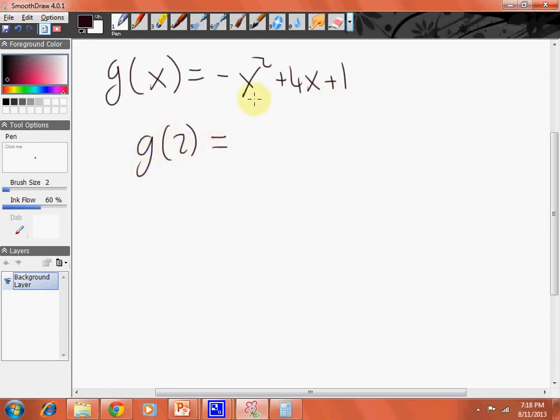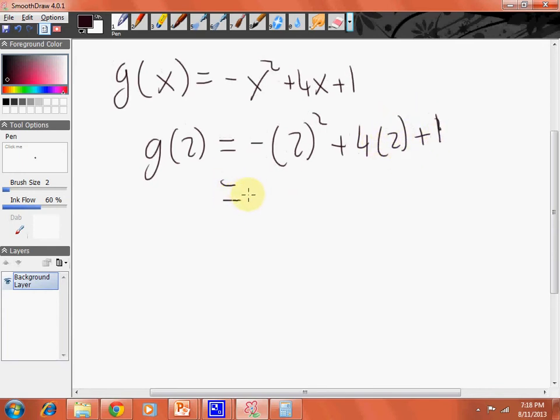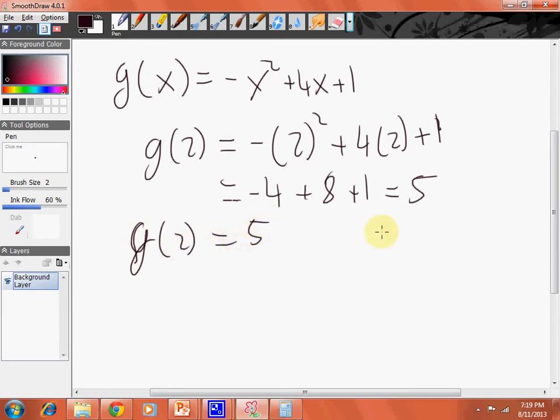G of 2, you pretty much just plug in 2 and solve it out. So wherever I see an x, I put a 2. When you solve this out, you get negative 4, you get 8, and you get 1, which gives you 5. So g of 2 equals 5, and you can also represent it as a point, (2, 5). This is a point, and you can write it either way.